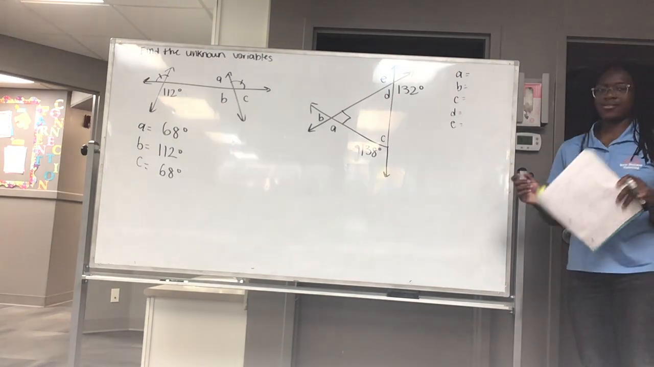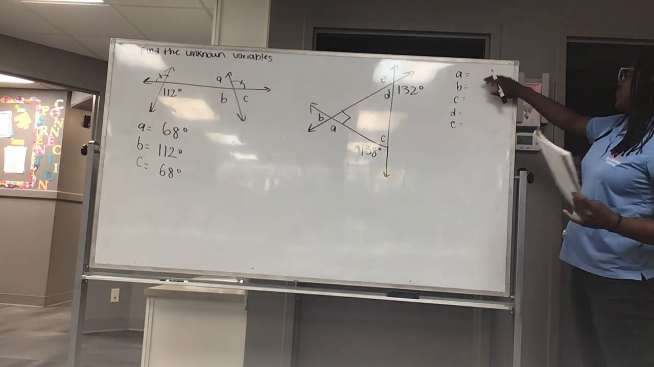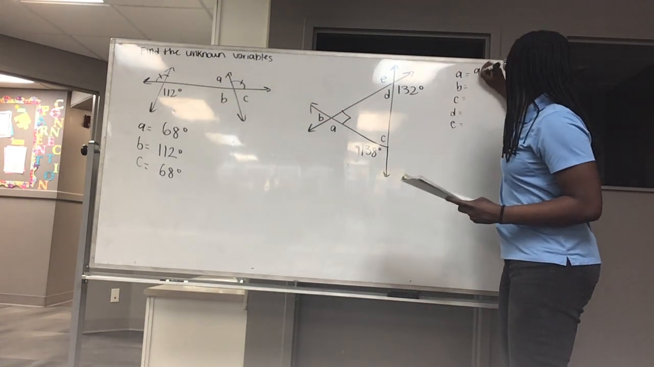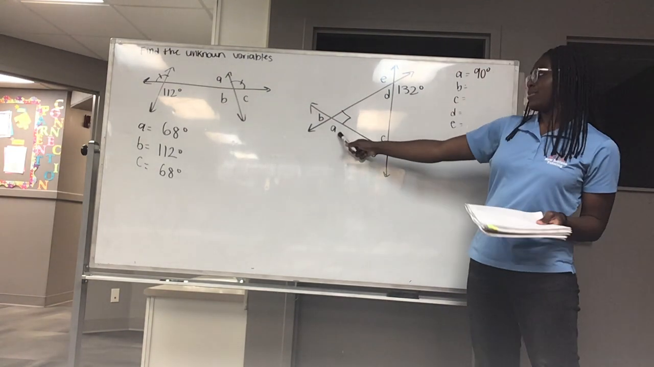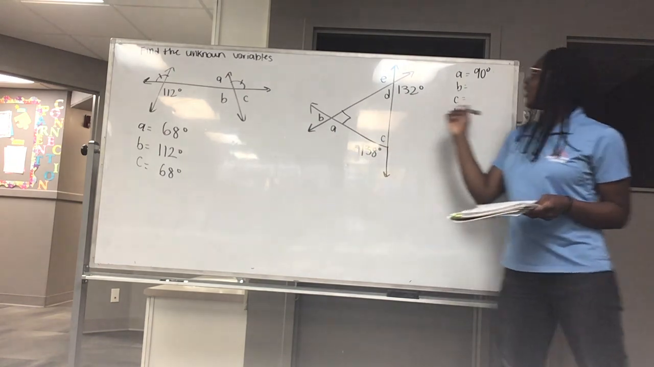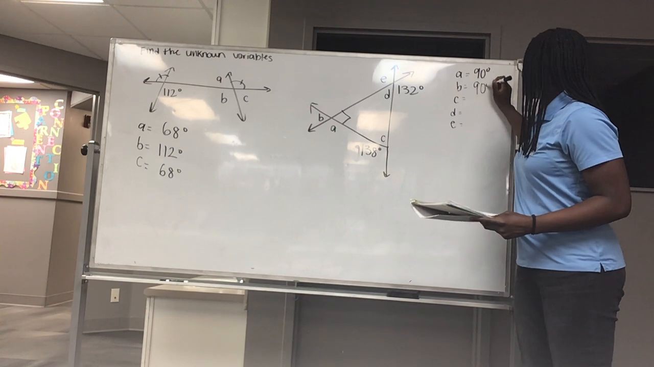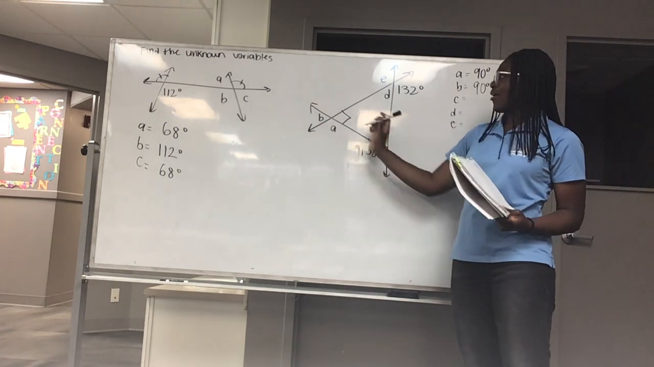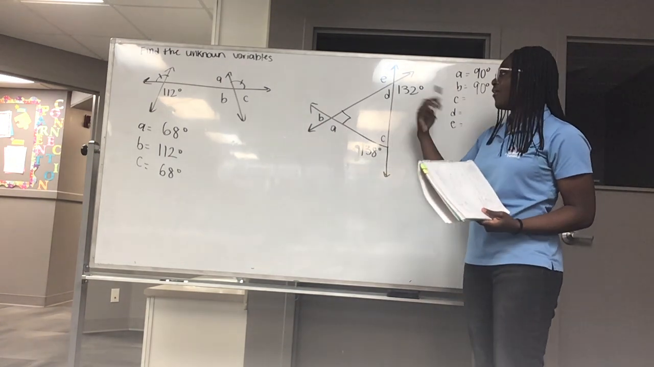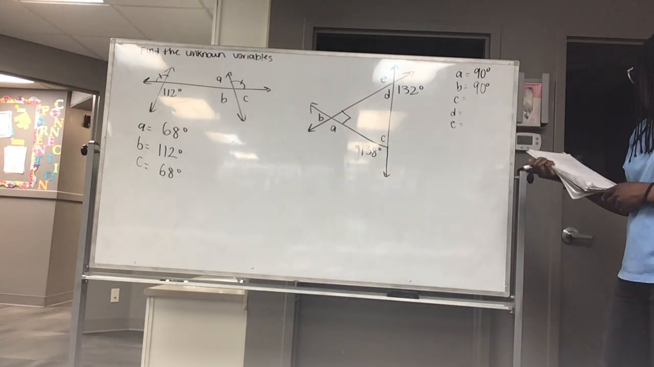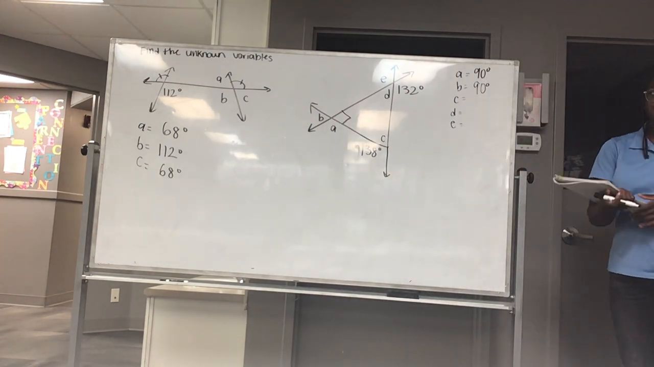Okay, we'll kind of start talking through this one. But what did someone get for A? 90. Yep, 90 degrees. And that's because it's supplementary with this right angle right here. What about B? 90. Yep, also 90. You could prove it by saying that's a vertical angle with our 90-degree angle. Also supplementary to A.